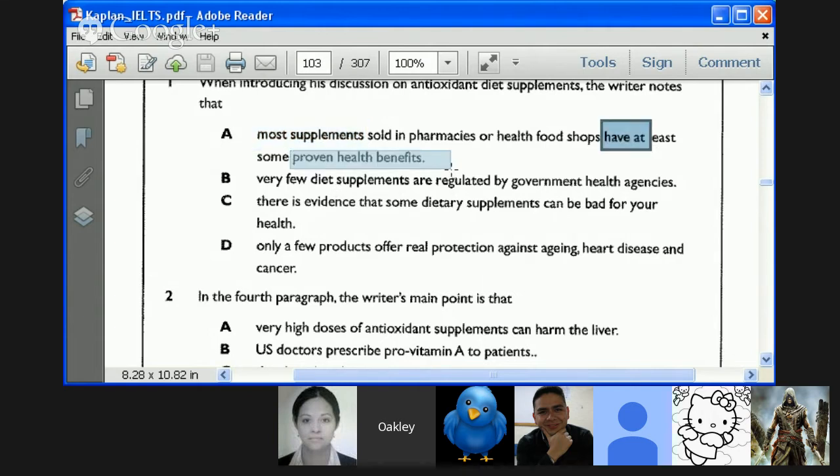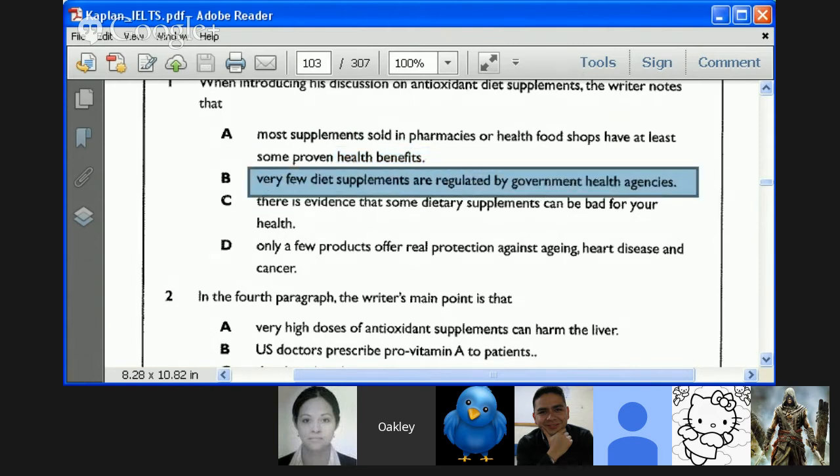have proven health benefits. Also, if you have a hard time understanding the big long sentences, break it down. Most supplements, find your main verb, have, find the object noun, health benefits. All right? That's what it's saying. Does it say that? No, not at all. In fact, it says quite the opposite. Maybe none of them work. All right.